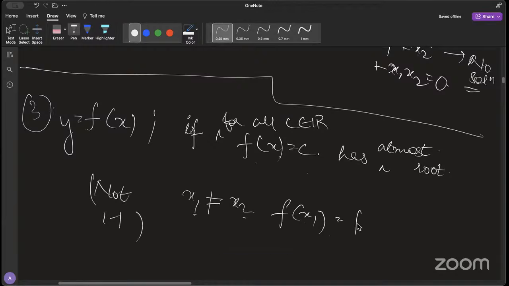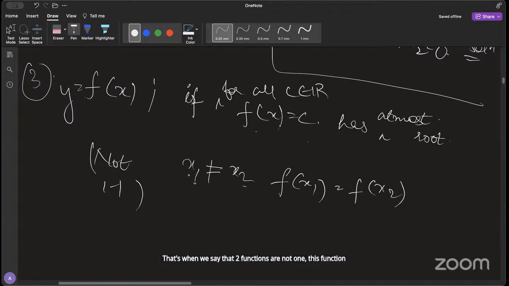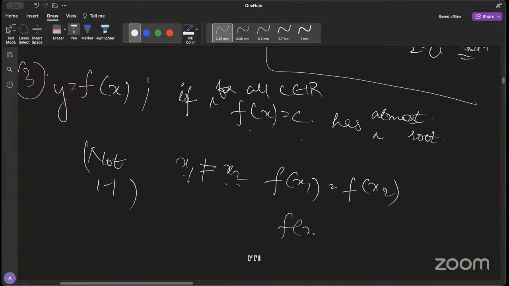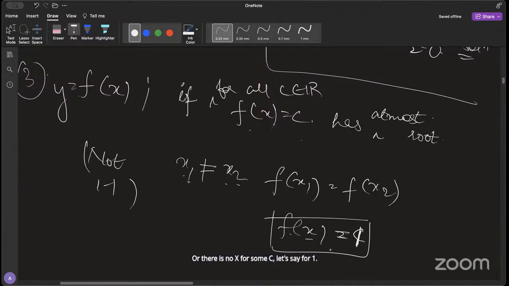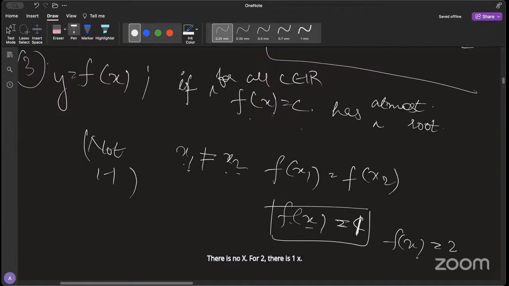Yes, sir. That's when we say that two functions are not one-one. This function is not one-one because for two different values of x, you're getting the same value of f. So if I say that f(x) = c has only one root, or at most one root, that means either there is an x such that f(x) = c, or there is no x for some c. Let's say for 1, there is no x. For 2, there is one x.